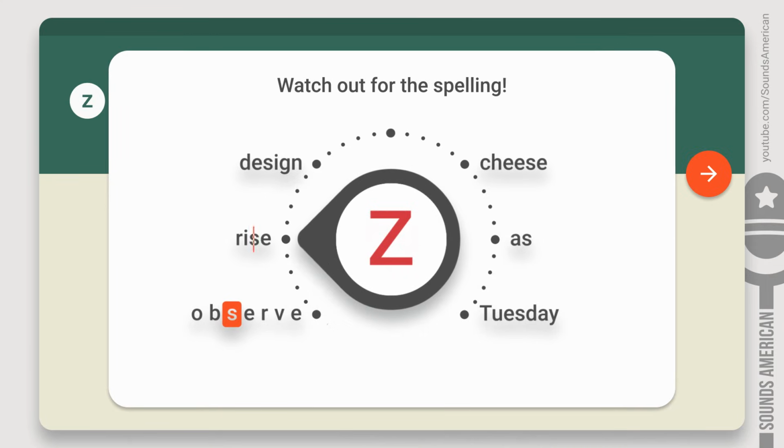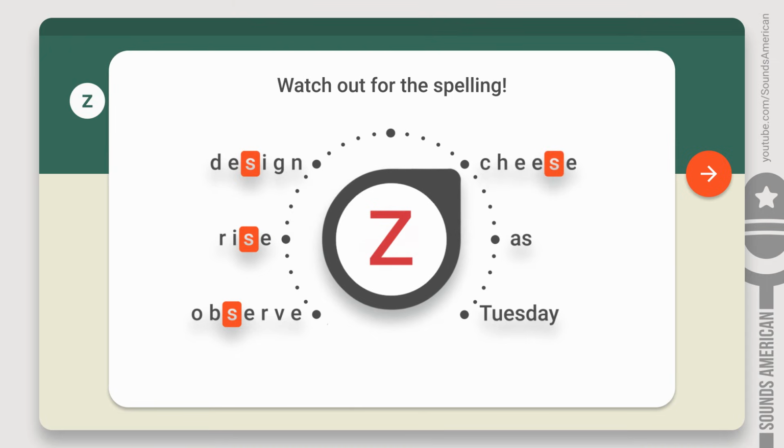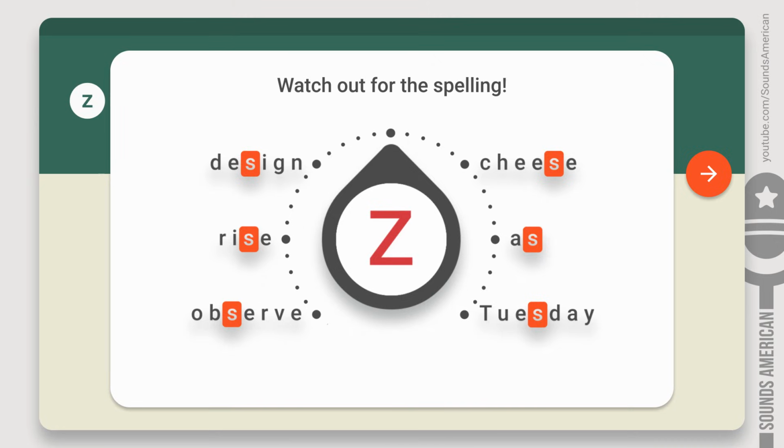Observe, rise, design, cheese, as, Tuesday. This may be a surprise, but in all these and many other words, the letter S is pronounced as the Z sound. Even if it's not a surprise anymore, know that when you see the letter S, you may still accidentally pronounce the S sound. Trust us, this happens all the time.